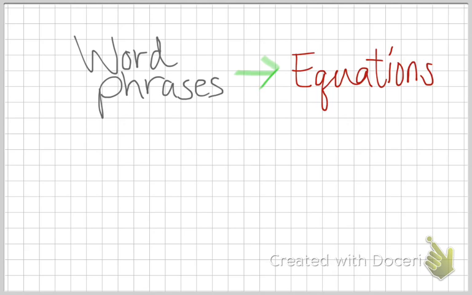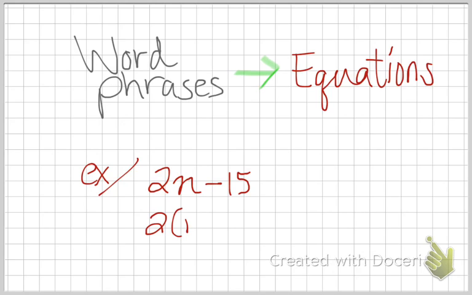Now, in a previous lesson, I went over how to write expressions from word phrases. So basically, let me give you an example. Your expression would end up with a coefficient, a variable, and a constant. Of course, sometimes they look like this.